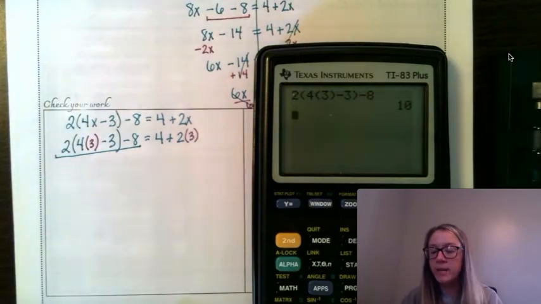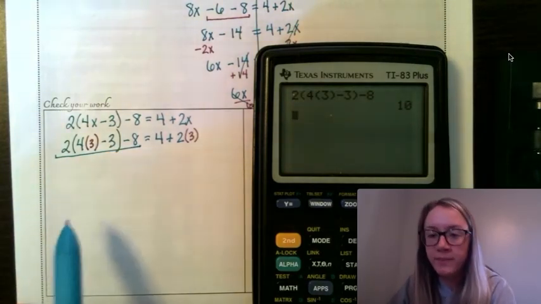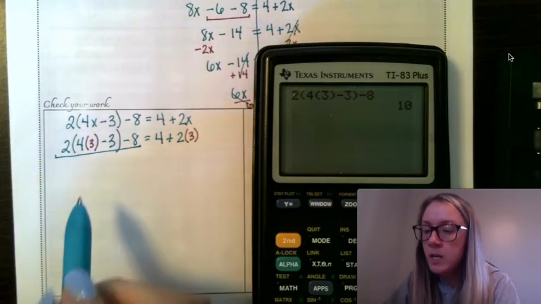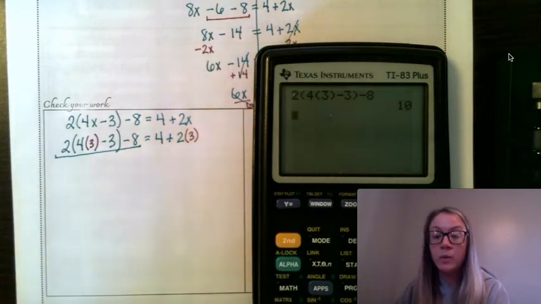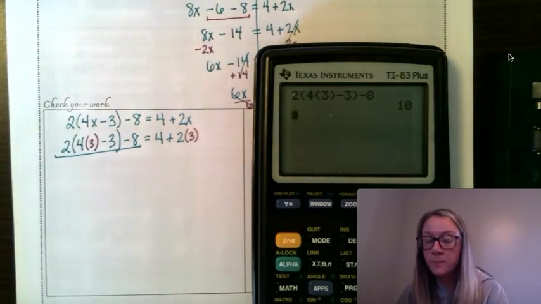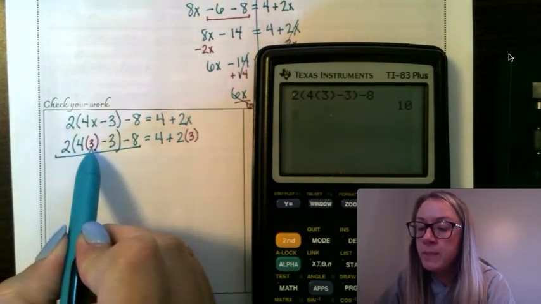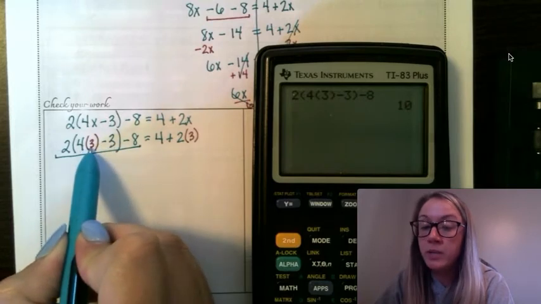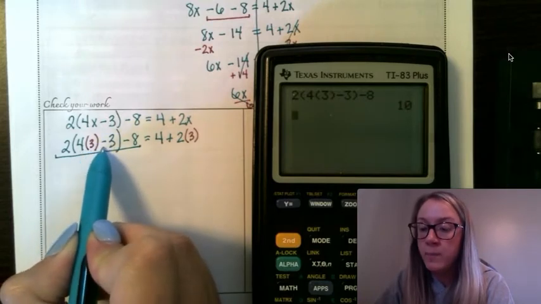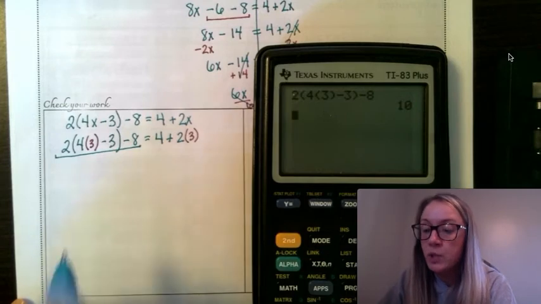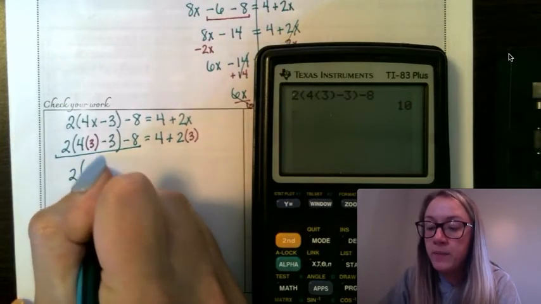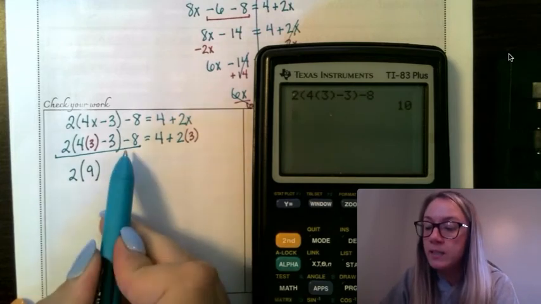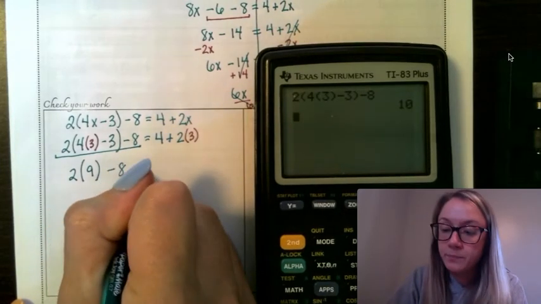If that's not working on your calculator, you can simplify a couple steps at a time. So I want to start by doing the inside of the parentheses because I can do my order of operations, which is PEMDAS. So I want to do 4 times 3 minus 3. So 4 times 3 is 12. 12 minus 3 is 9. So I can rewrite this. I still have my 2. What was inside my parentheses turns to 9. And I still have this minus 8.